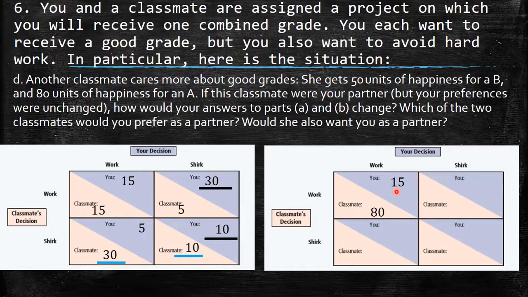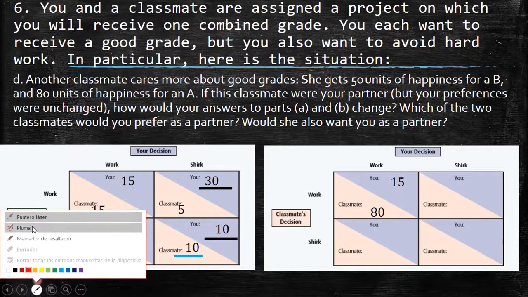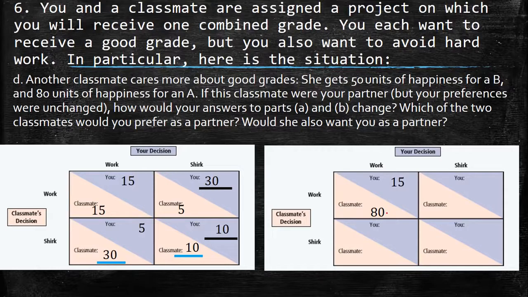Okay, so that time another classmate cares more about good grades. She gets 50 units of happiness for a B, 80 units of happiness for an A. If this classmate were your partner but your preferences were unchanged, how would your answers to part A and B change? Which of the two classmates would you prefer as a partner? Would she also want you as a partner? So then I guess that I did something wrong because I didn't put in the effort. I guess that the other person receives a better output because she receives a grade A. I guess that time anyway she will make an effort.